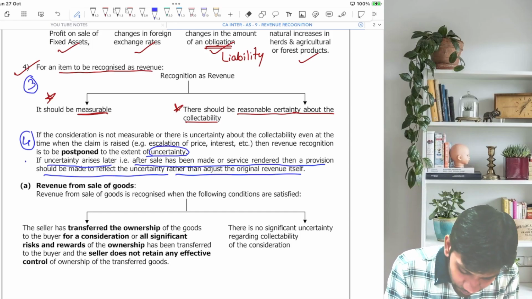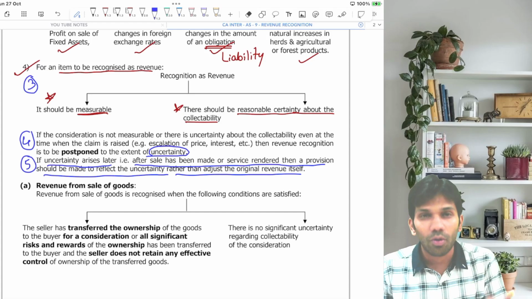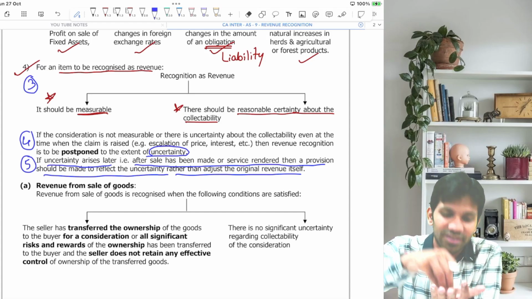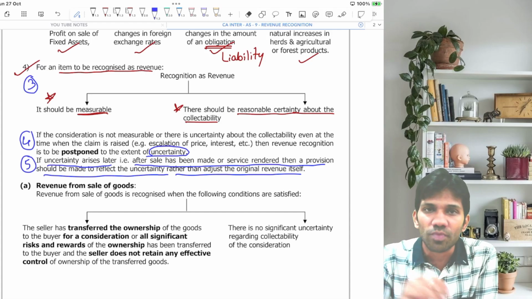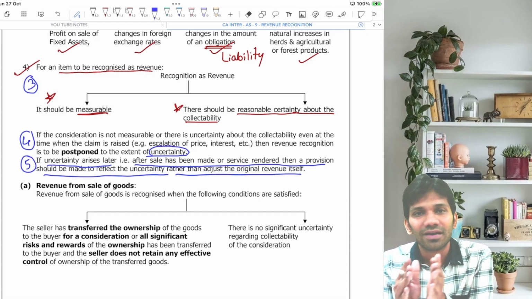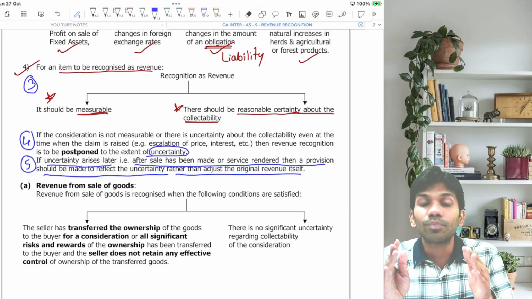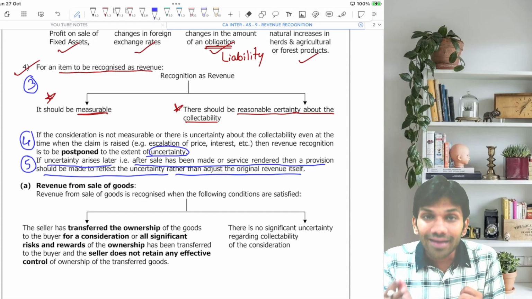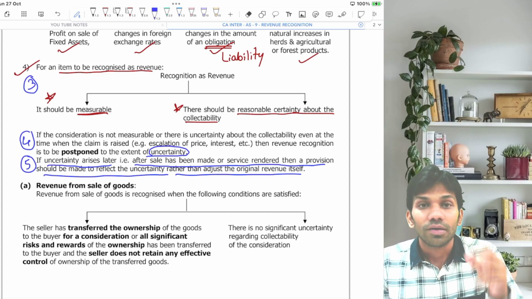Next point, what they are saying: if the revenue is not measurable or there is uncertainty regarding its collection after the sale has been made, means समझो आज goods बेचा, today we sold the goods, today it was very certain that I will get the money after 2 months, but subsequently, at the end of the 2 months, there is uncertainty or the revenue is not measurable, then rather than adjusting the revenue, you need to create a provision against the revenue. Means what? Example I will give you.